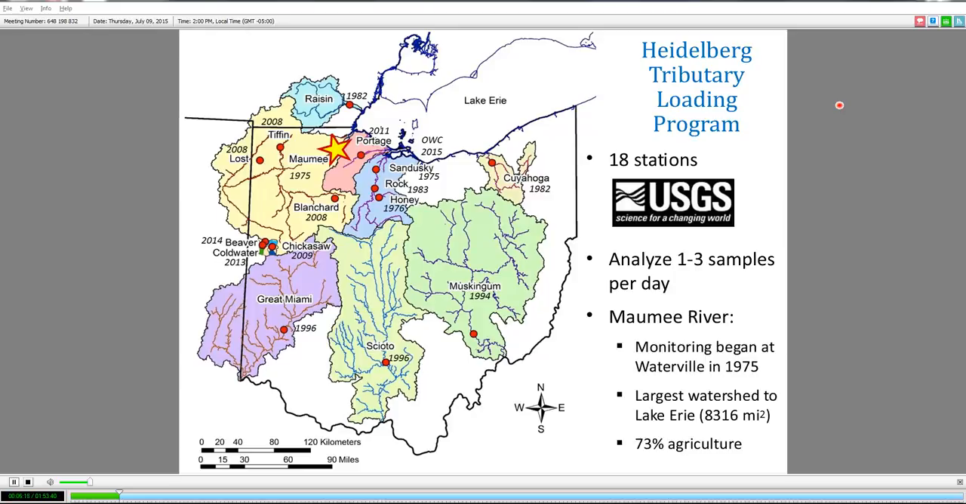For the Maumee River, we collect samples in Waterville, and we've been collecting samples there since 1975. This is the largest watershed to Lake Erie. Most of the watershed is agricultural, and this is actually the biggest input into any of the Great Lakes in terms of external nutrient loading.